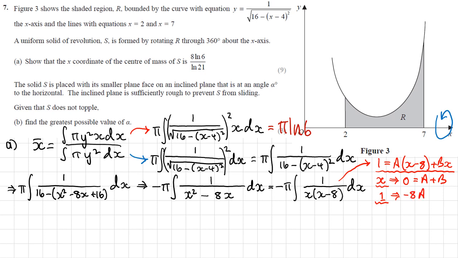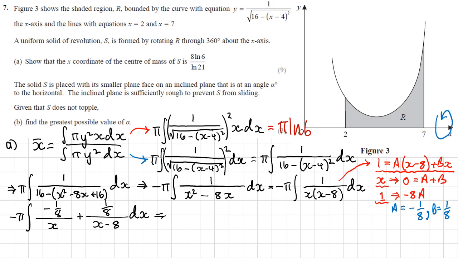So that allows me to work out a and b. So a is going to be equal to negative an eighth, if I just divide both sides by negative 8. And since a plus b are 0, that means that b is equal to positive 1/8. So if I now put those in, I've got negative pi, and I will have basically negative 1/8 over x plus 1/8 over x minus 8 dx.